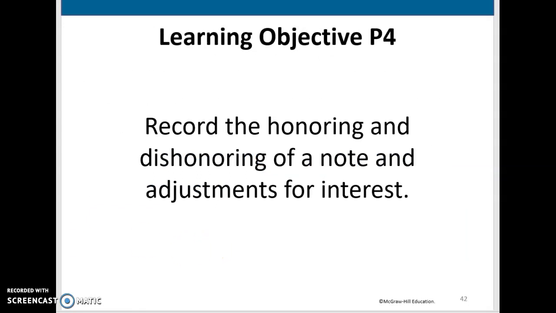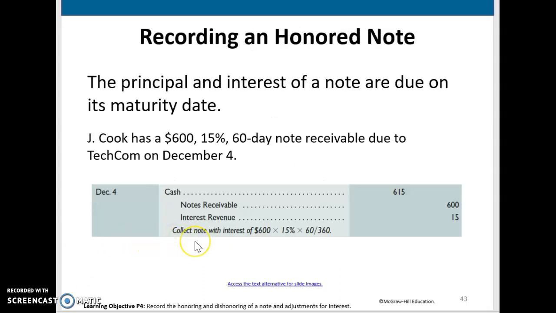Next, we're going to talk about how we record the honoring and dishonoring of a note and adjustments for interest. So when a note is honored, that means in the last example, J. Cook had 60 days to pay us, and she did. She paid us on December 4th. So we credit the notes receivable for the principal amount, the $600. We know how much the interest is, so we do $600 times 15% times 60 over 360, and that is $15. So the cash that we receive is $615. So she honored the note, she made the promise to pay, and she did so.